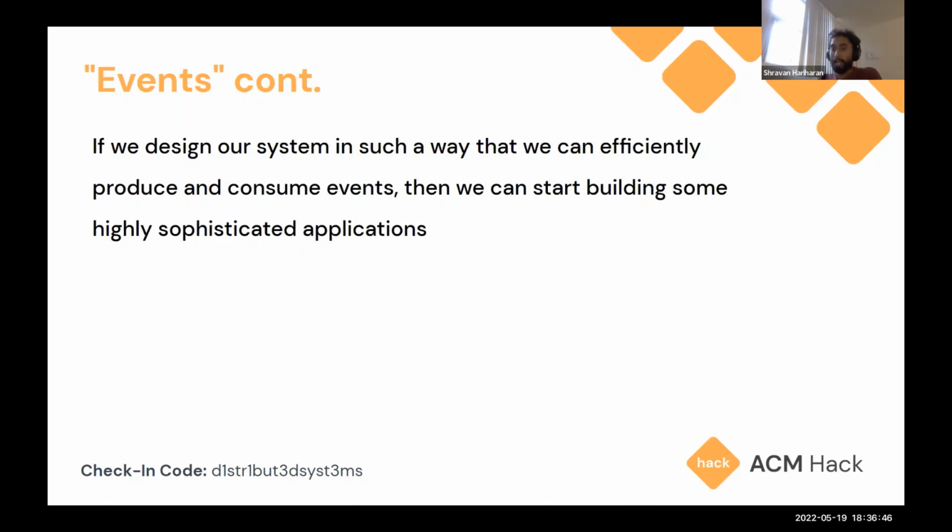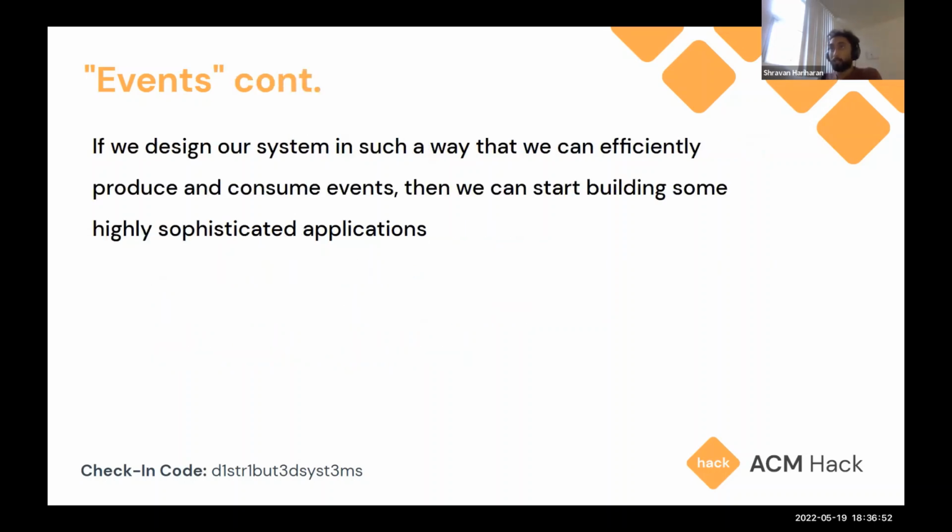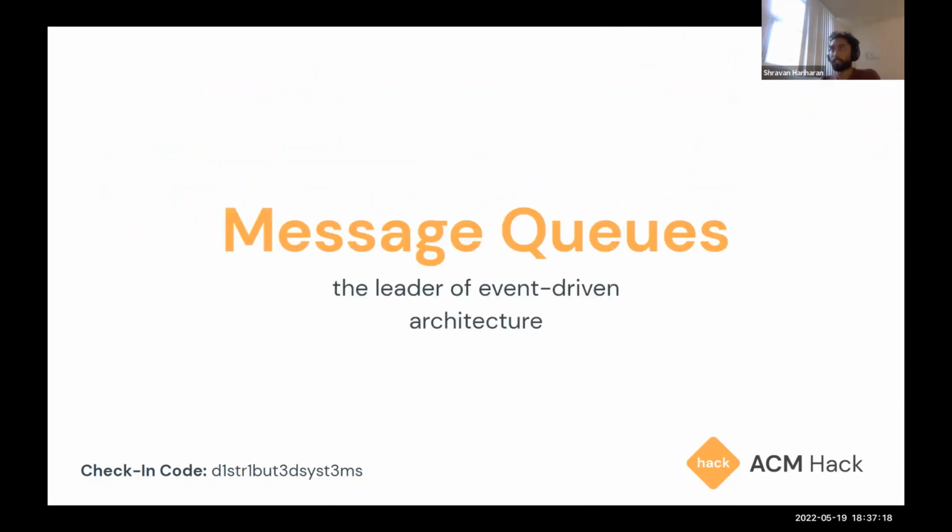For a lot of these applications that I mentioned, like Lyft, DoorDash, and Robinhood, these are all huge applications. So if we design our system in such a way that we can efficiently produce and consume events, then we can build applications like Robinhood, Lyft, and DoorDash that can handle events very rapidly and very efficiently. So we're going to learn some systems that allow us to handle event-driven architecture in a very efficient way. The main one is what's called message queues. This is the leader of event-driven architecture. For any of these applications that I just mentioned, I can guarantee you that message queues are used, like 100%.